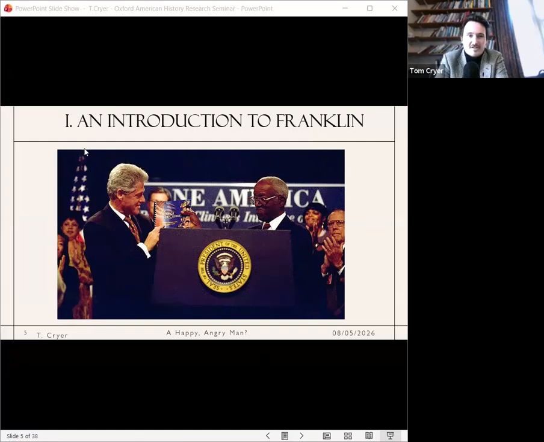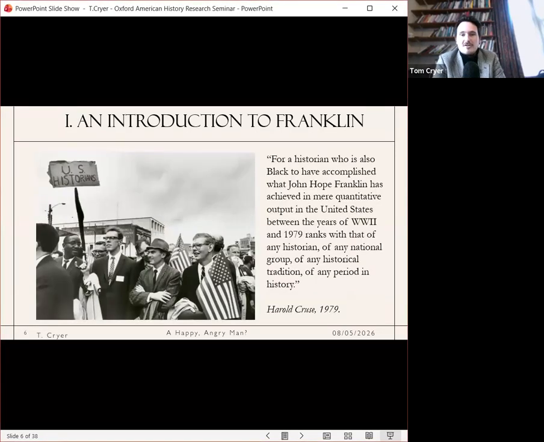Across some 24 books, 29 chapters, and 91 journal articles, Franklin was a prolific writer and expert on history who travelled the world and earned a world record for the number of honorary degrees. But don't trust me, trust his critic, Harold Cruse, who in 1979, within a piece criticising Franklin, claims that, quote, for a historian who is also black to have accomplished what John Hope Franklin has achieved in mere quantitative output in the United States between the years of World War II and 1979 ranks with that of any historian of any national group, of any historical tradition, of any period in history.